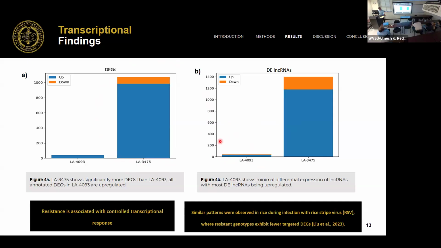So from my research, I can infer that the resistance in LA4093 is a much more controlled response, and similar evidence has also been observed in a similar study done on rice with infection of rice stripe virus, where the resistant genotype showed fewer DEGs. It's a targeted and controlled approach towards infection rather than total disruption in the transcriptional machinery of the plant.